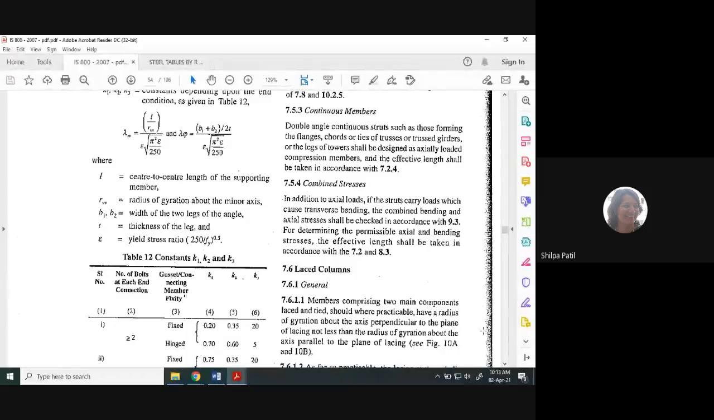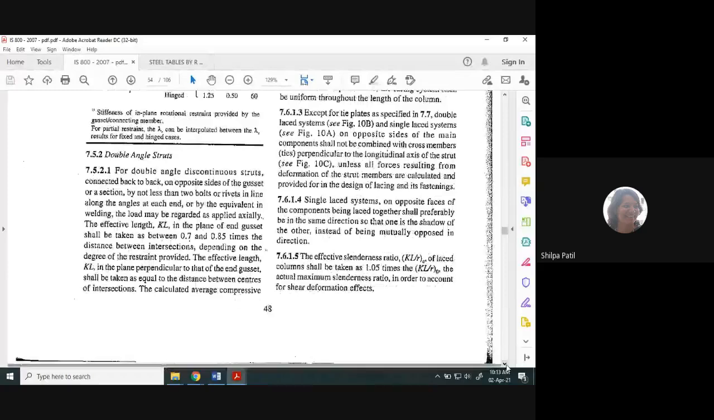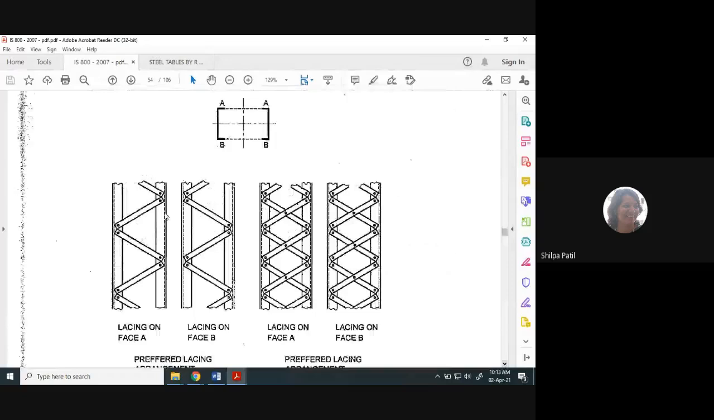In clause 7.6, the laced columns, what are the criteria? Now there are different criteria. What should be the width of the lacing flat? What should be the spacing between the two lacings? This vertical distance, there is a limitation for this vertical distance. What should be this angle? All these are to be designed as per the specification.